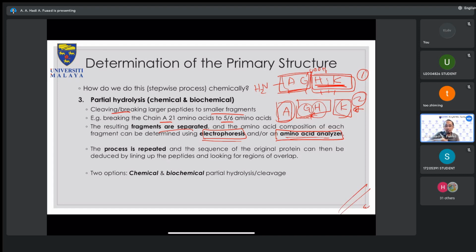As I mentioned, if A and G are next to one another, and H and K are next to one another, and G and H are next to one another, then you can just combine them together. But it can be A, G, H, K, or it can also be H, K, H, G, A. Are these two different or similar? Well, I've already mentioned the way you write it is to always have the carboxylic acid on the right hand side and the amine on the left hand side. So AGHK is not the same as KHGA.